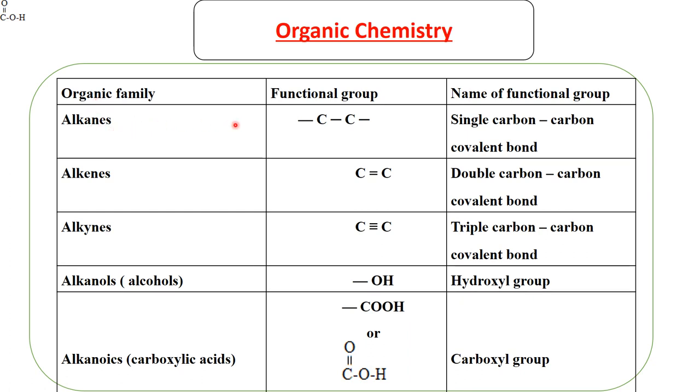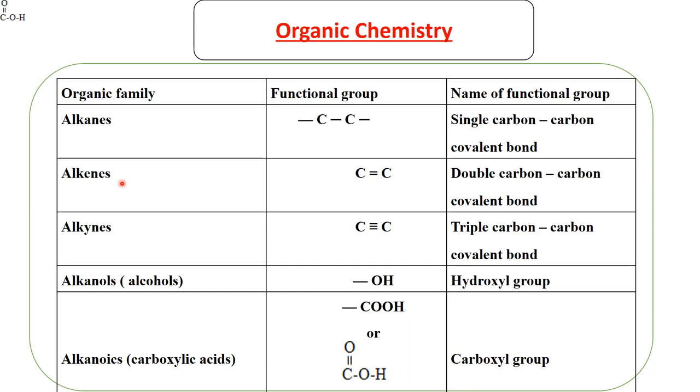For alkanes, the functional group is just a carbon connected to another carbon by this one line. This one line means a single bond. A single bond means there are two electrons here. It means one carbon has contributed an electron and another carbon has contributed an electron. So there's just a pair of electrons that makes this bond. The name of this functional group is single carbon to carbon covalent bond.